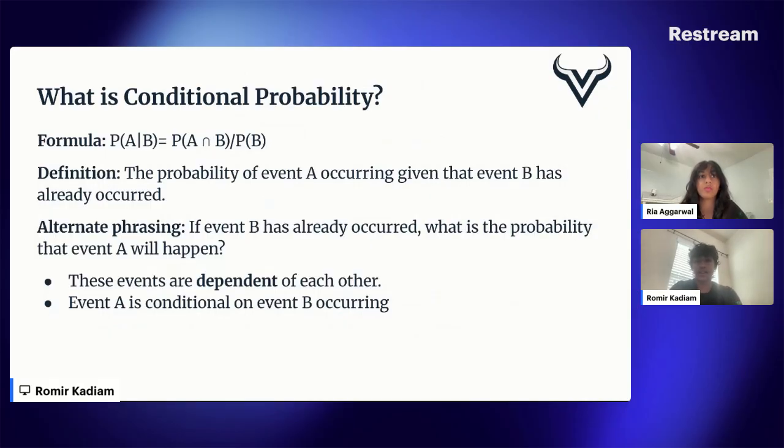The formula for conditional probability, A given B, is the probability of A and B over the probability of B. The definition of conditional probability is the probability of event A occurring given that event B has already occurred. An alternate way to say this is, if event B has already occurred, what is the probability that event A will happen? Some important things to remember when you're doing conditional probability questions is that these events are dependent on each other. So event A is dependent on event B occurring, or conditional on event B occurring.